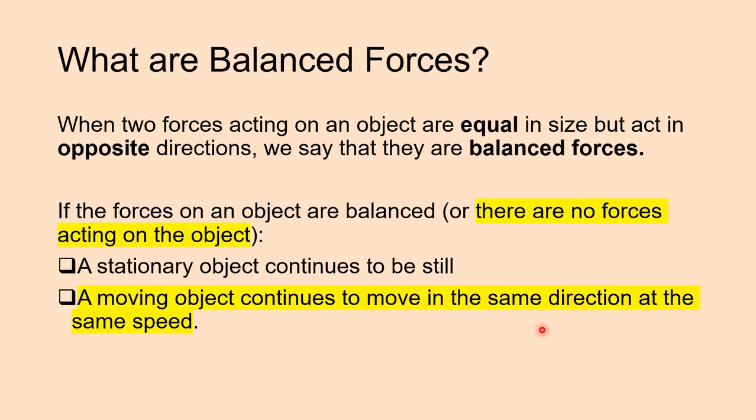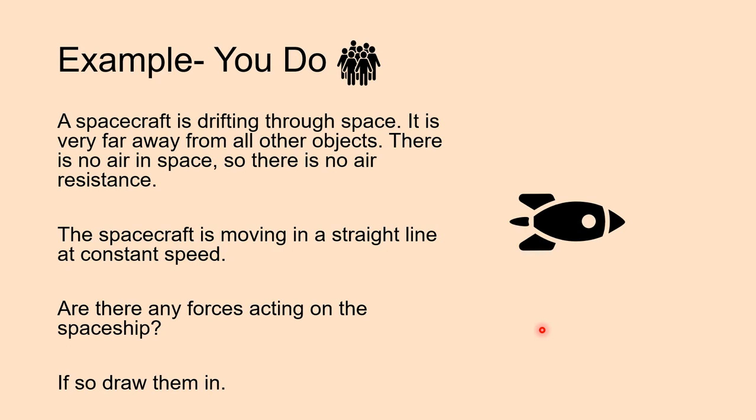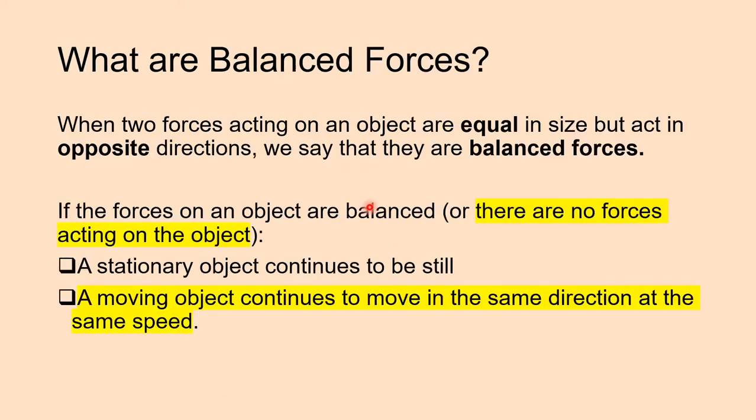So, there were no forces acting on the spaceship. We can tell that because there was no air resistance. And if there was any force acting on the spaceship, it would no longer be travelling at a constant speed or in a straight line, because there would be no air resistance to balance that force.